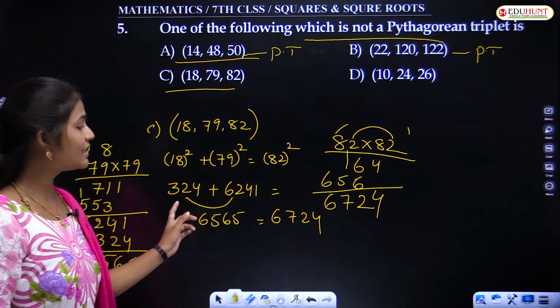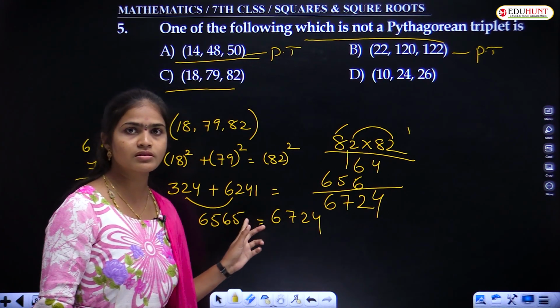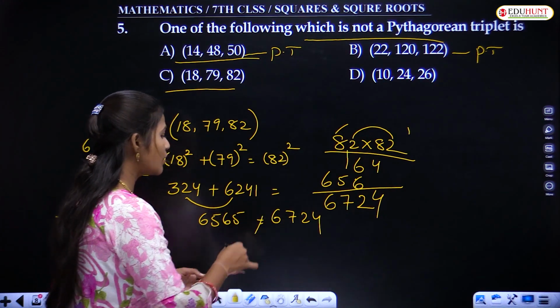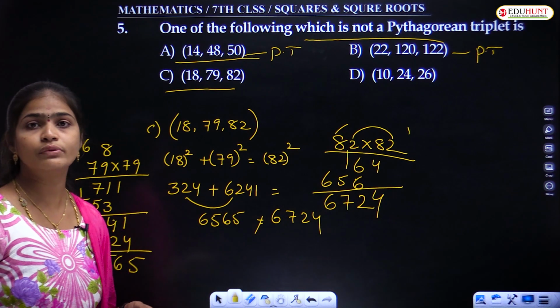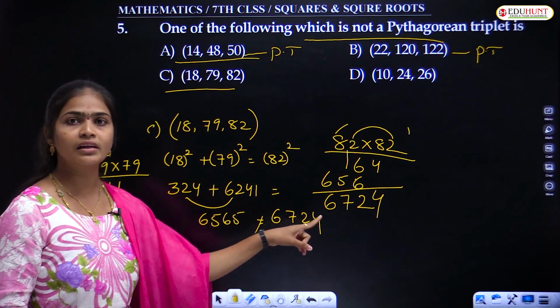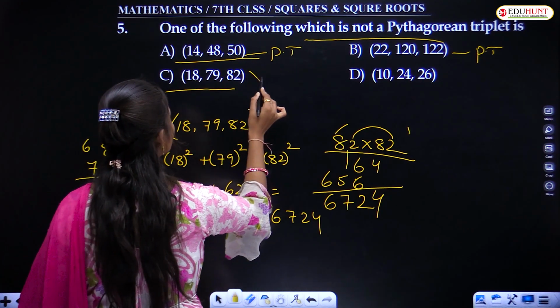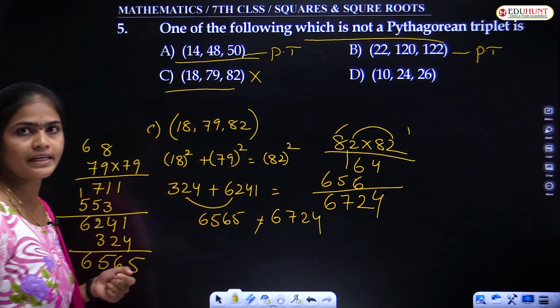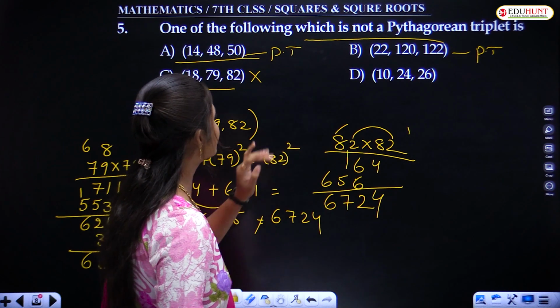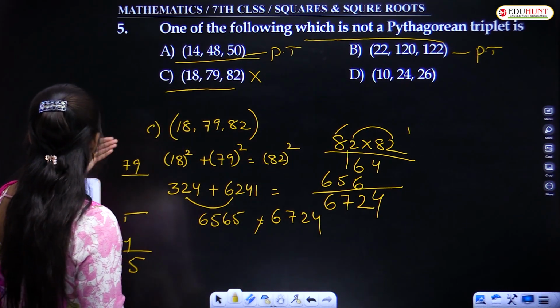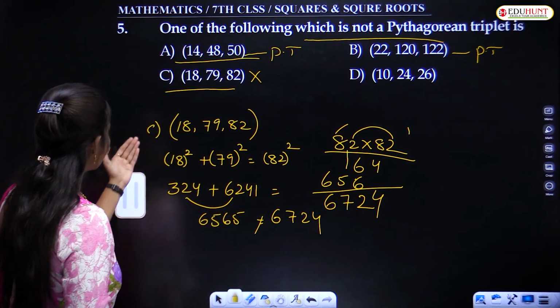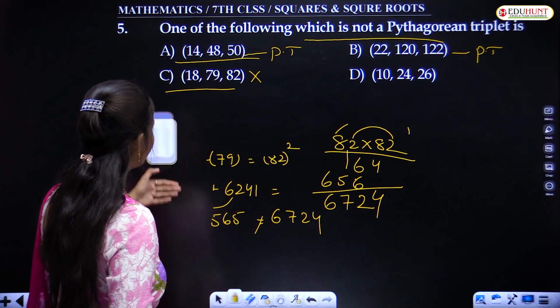Just observe that these two do not have the same values. Here the sum of the squares of the first two numbers is not equal to the square of the third number. That's why this is not a Pythagorean triplet. So let us check the next one. Here we got the answer, but we have to check option D also, no?